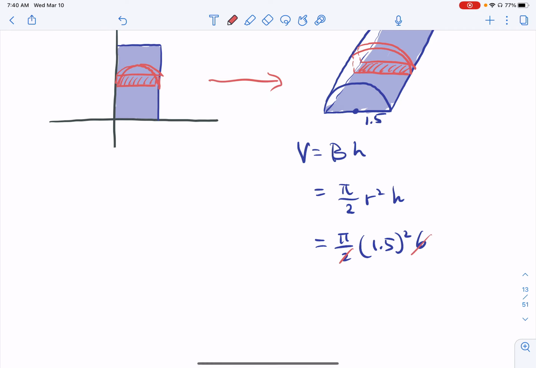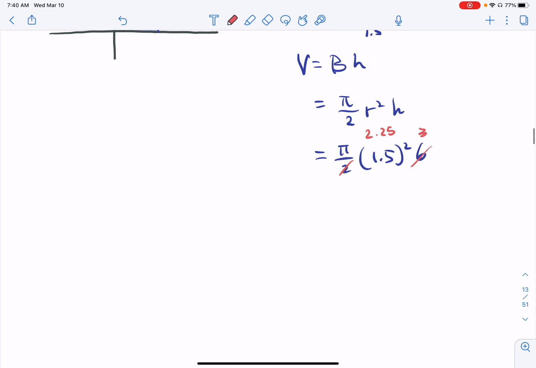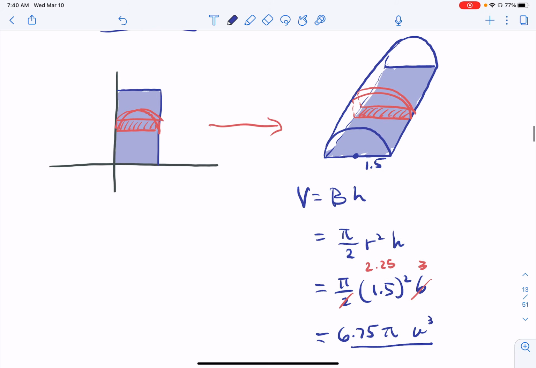Now, let's see, what do we got? We got a 3 there. 1.5 squared would be 2.25, and then 2.25 times our 3 gives us 6.75. And then don't forget your little pi, and then your units cubed. And we're done.